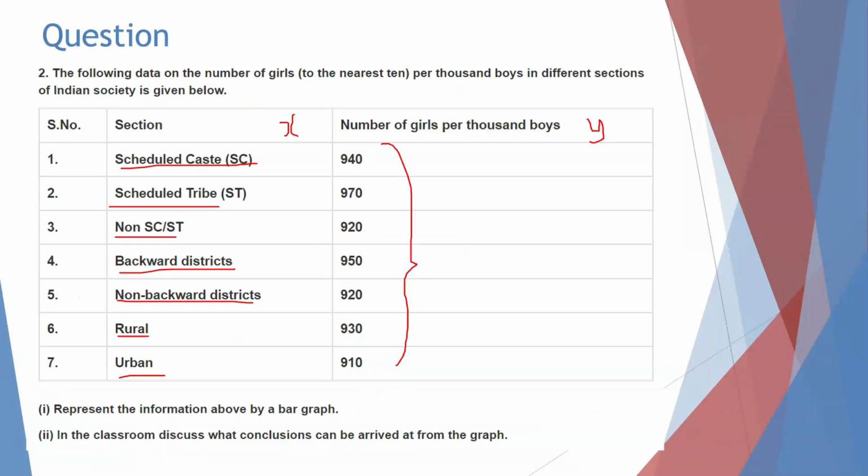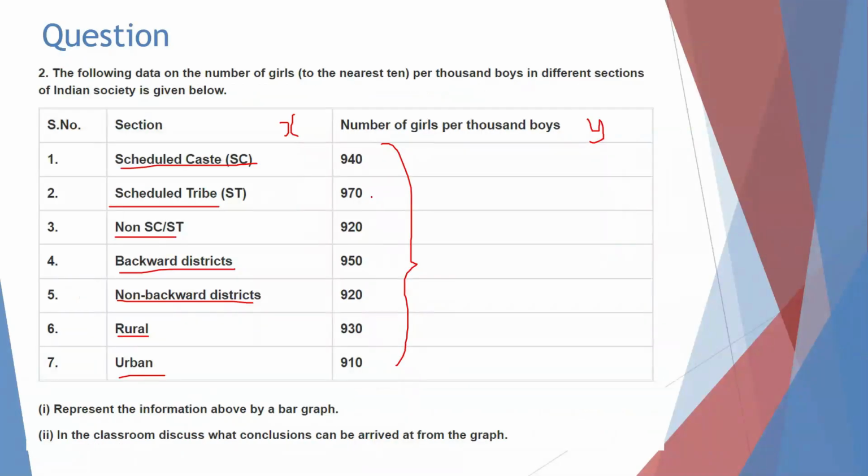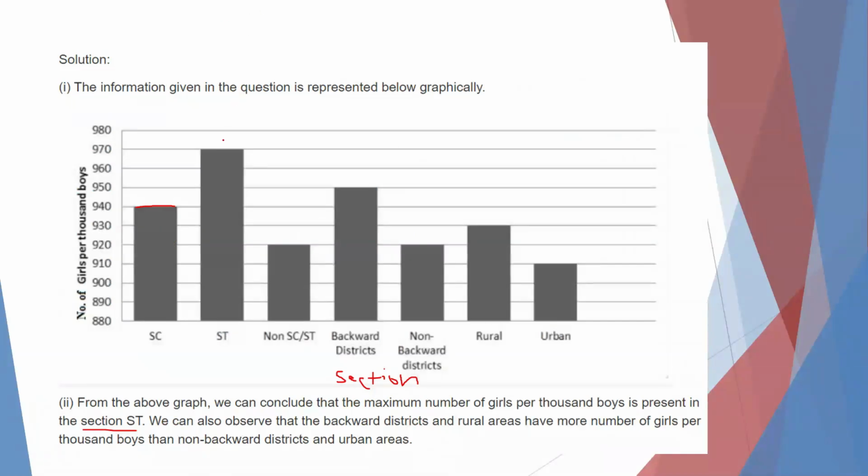Now, the interpretation question is: in the classroom, discuss what conclusions can be arrived at from the graph. From the above graph, we can conclude that the maximum number of girls per 1,000 boys is present in the section ST, which is scheduled tribe, 970 girls per 1,000 boys. So that's the highest. That is the conclusion we can arrive at from this graph.